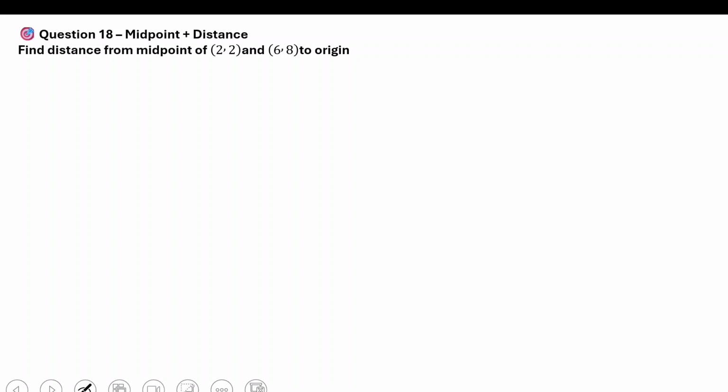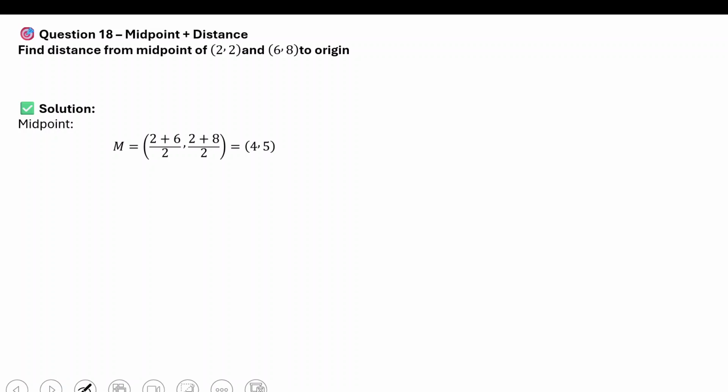So midpoint. Find the distance from the midpoint of (2, 2) and (6, 8) to the origin. So first of all, you will get the midpoint coordinates, and you will find the distance between the midpoint coordinate and the origin.